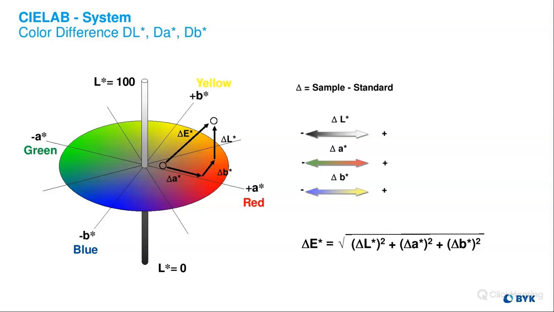So we don't always talk about color in terms of absolute, because that would get a little complicated. So what we want to do is the deltas from our sample to our standard. In this case, you have a delta L, a delta A, and a delta B, and then there's one number that we can use called delta E star, which is a total color value number, and that's just the square root of the sum of the squares of the other deltas.